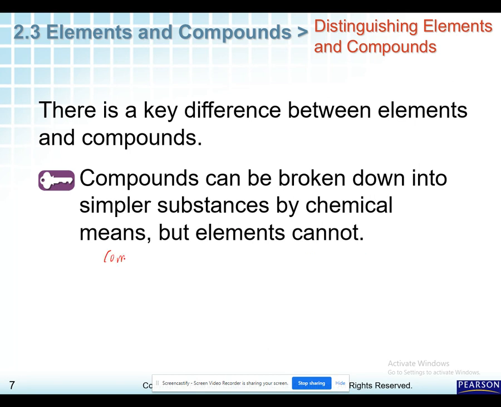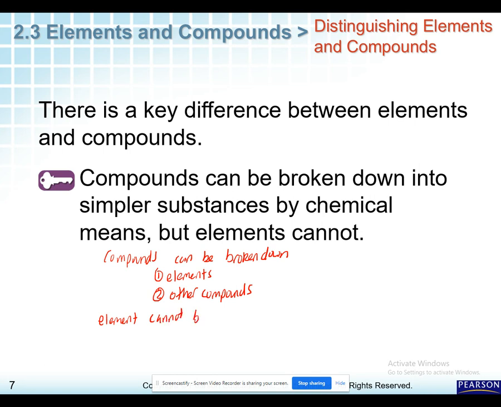So compounds can be broken down. In fact, they can be broken down either into elements, or they can be broken down into other compounds. And we're going to actually look at that and see that coming up here soon. Elements, remember, cannot be broken down.